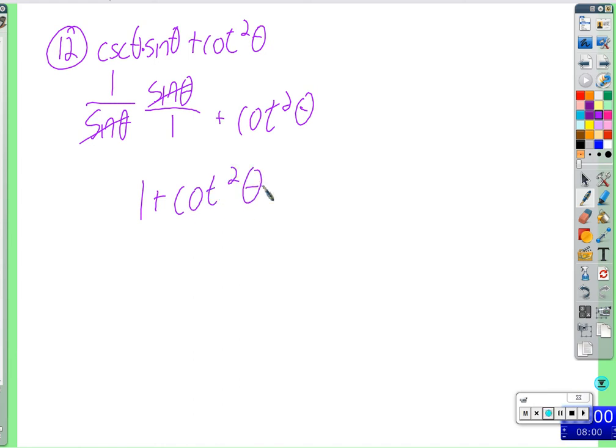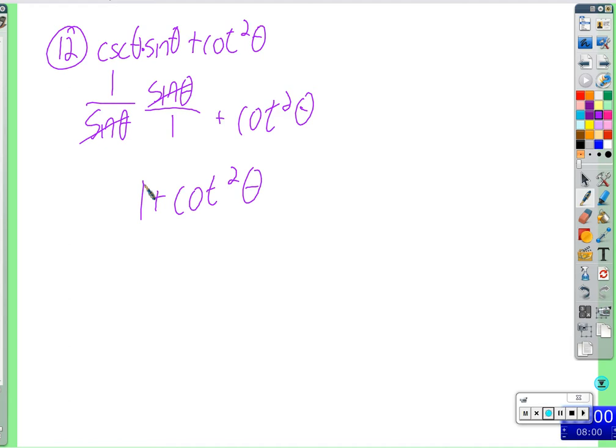So I said this incorporated both of the ideas. One of them is when you're multiplying or dividing, let's rewrite everything in terms of sine and cosine as fractions, and see if anything cancels out. So that worked out. Got 1 plus cotangent squared. And whenever you see a number plus or minus some function squared, think Pythagorean identity.